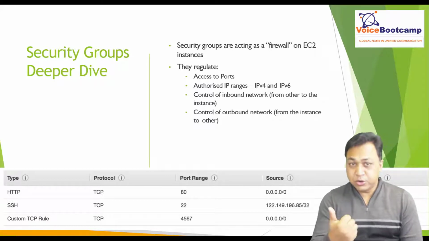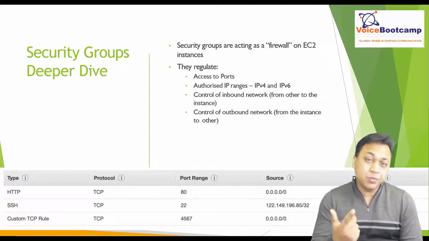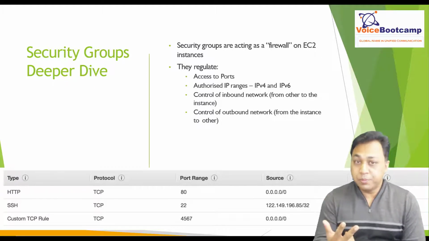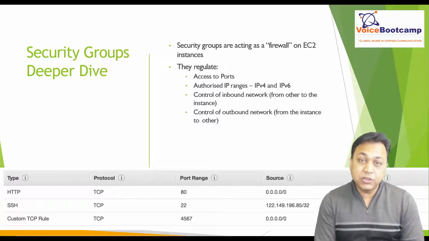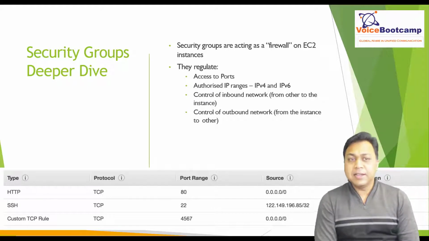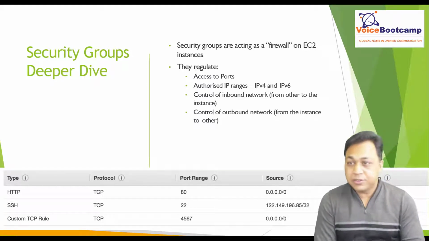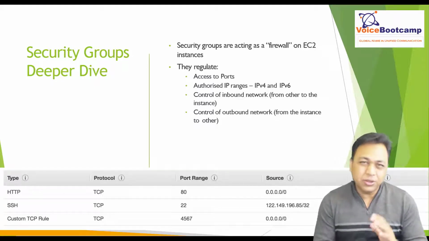You have inbound rules and you have outbound rules. These are rules where you define what type of protocol is allowed, what their port range would be, and which source address those traffic are allowed from. You can say that connections from a particular subnet will be allowed. In some cases they can be denied. It all depends on your requirement.